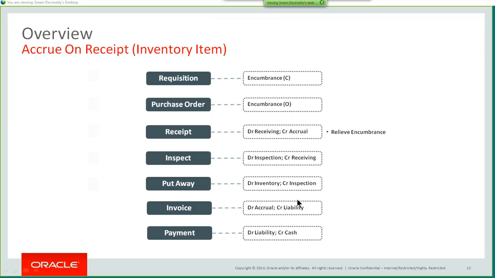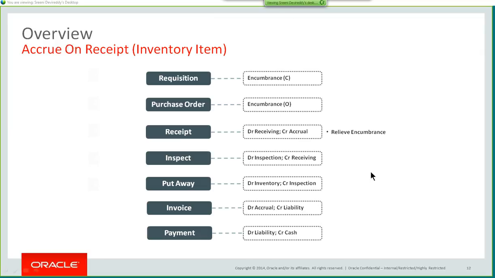You see accrual credit here, but accrual is being debited here. Receiving is debited here, receiving is credited here. So these two are knocked off. Inspection is knocked off here. Inventory is the only debit that remains, and the cash is the only credit that remains. That's what you would expect, right? You are basically spending cash and getting something into inventory. That's the net result of the accounting entry.